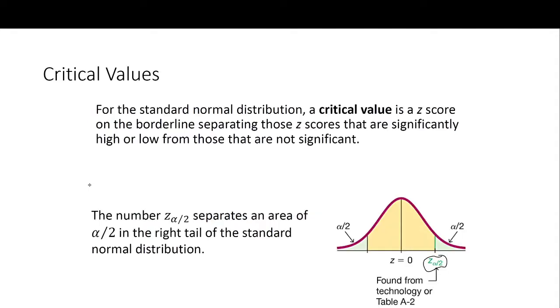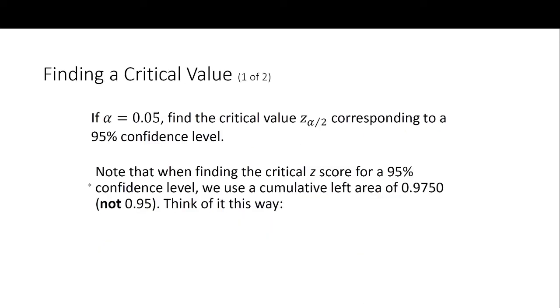You can find it using technology like the TI-83/84 calculator. That's what I'm going to use. But you can also use the given table, if you have one, for finding the z-score. So let's look at one example. If alpha is 5% and we need to find the z-score for z alpha over 2, then alpha over 2 is 0.025, which is 2.5%.